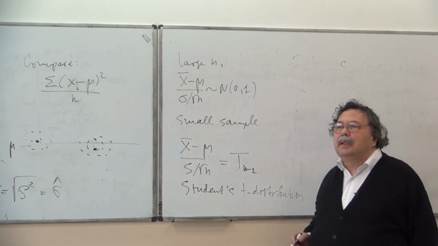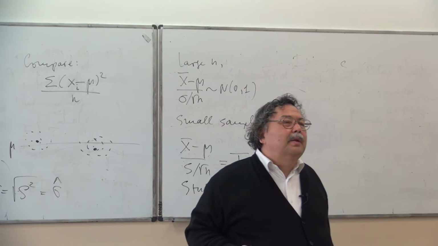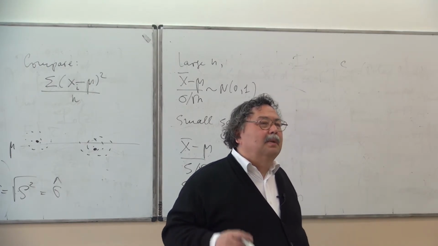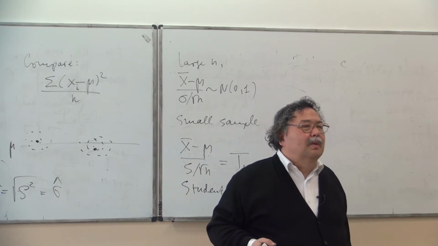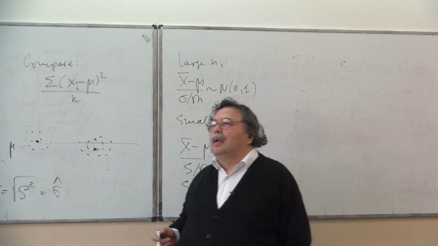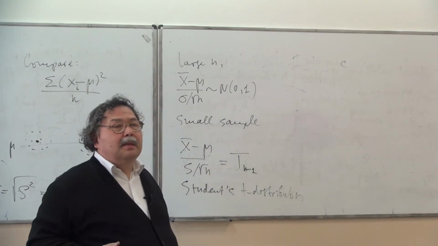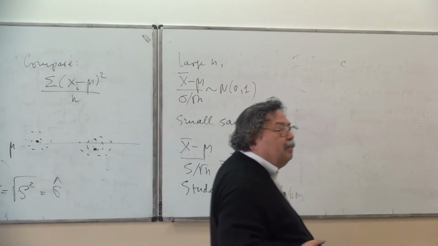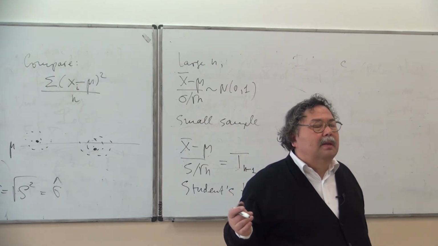He was an employee for the Guinness Brewing Company, the famous company that makes beer. He was a statistician who worked for that company. But this is something that he did independently, and he published his results in a scientific journal.